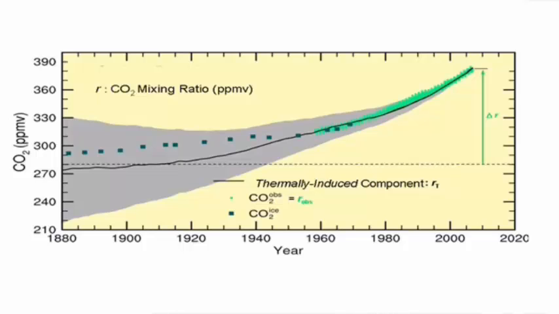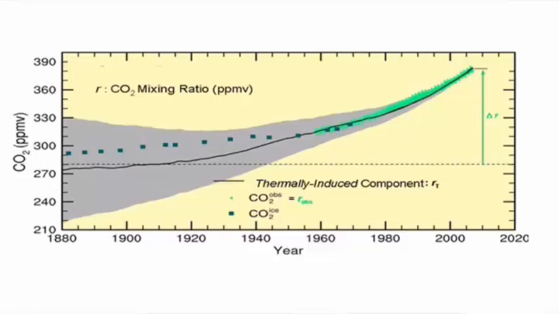The smallest possible increase of thermally induced CO2 corresponds to the largest possible increase of anthropogenic CO2. It provides an upper bound on the anthropogenic increase of CO2. The anthropogenic fraction of increased CO2 must be smaller than 33%.